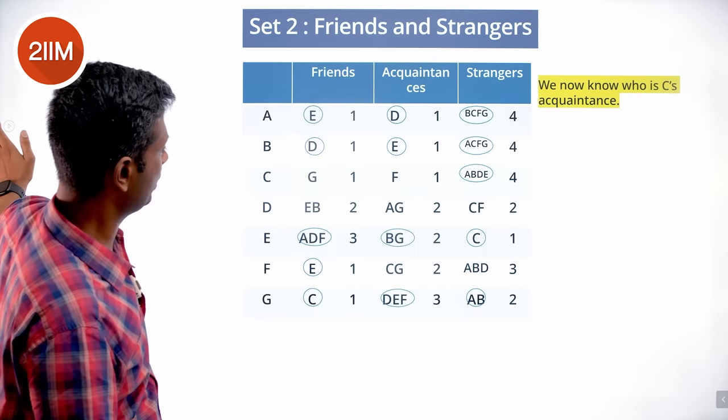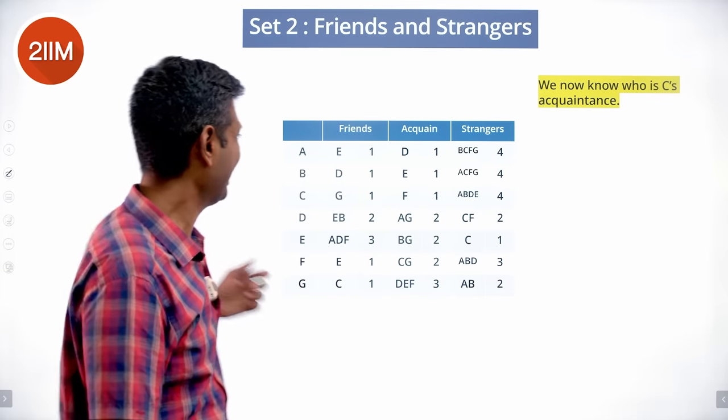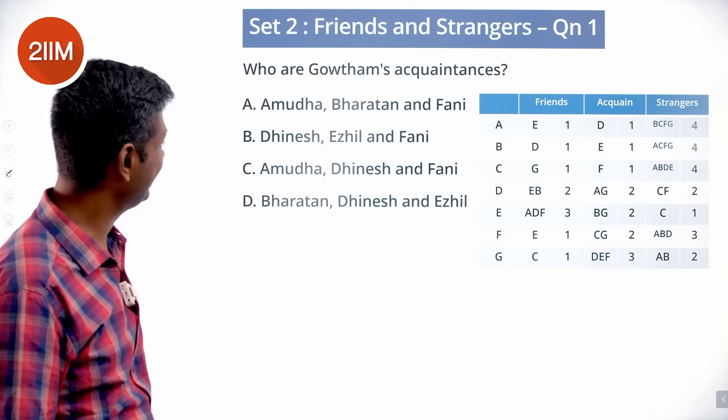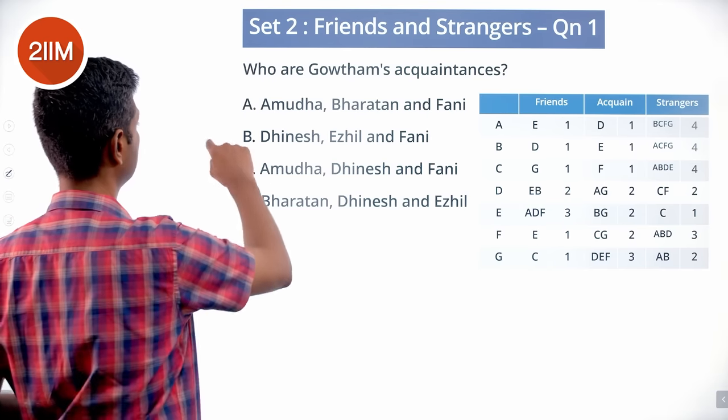No, who sees acquaintance F? Now we have completed the grid. Once we complete the grid, answering the question should be pretty straightforward. Who are Gautam's acquaintances? D, E, F. Dhinesh, Ezhil and Fani.